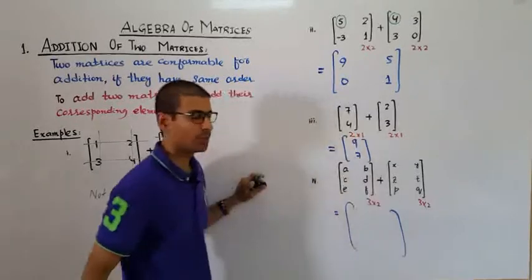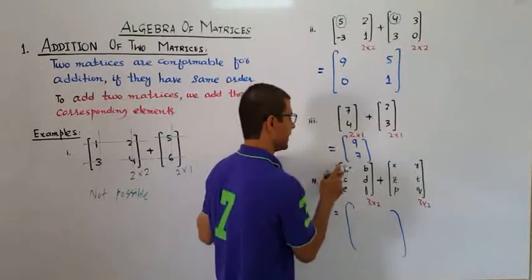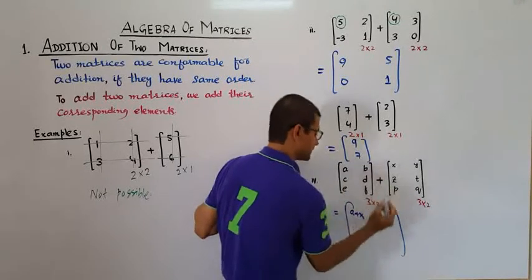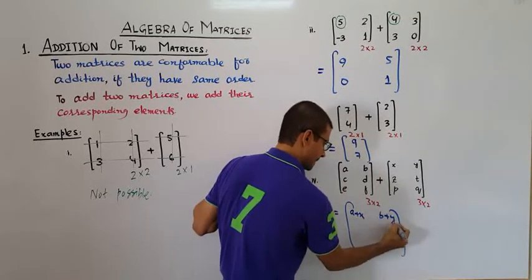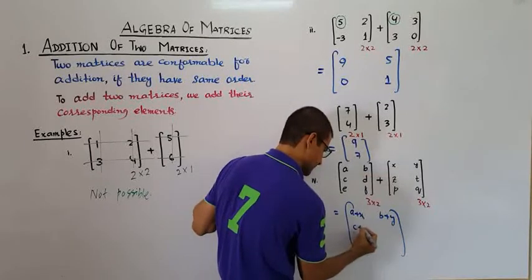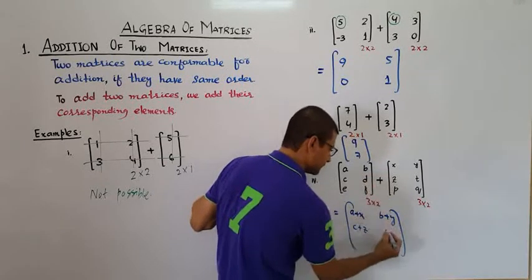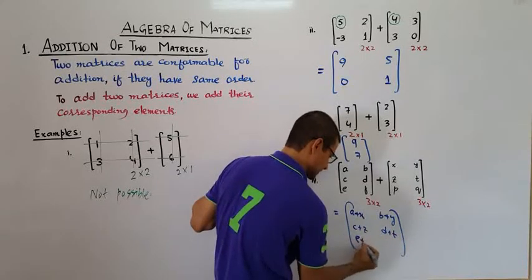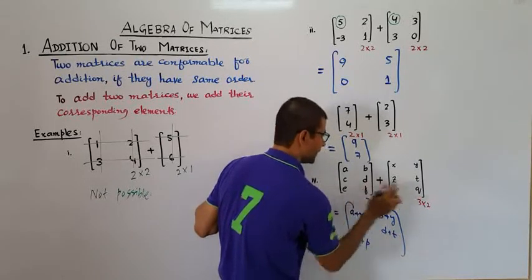In this example, we have to add these two matrices. We add A plus X, B plus Y, C plus Z, D plus T, E plus P, F plus Q.